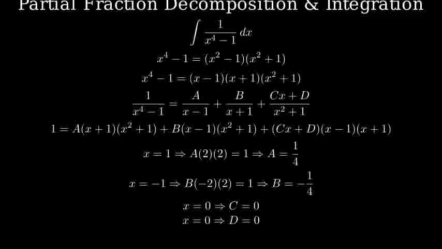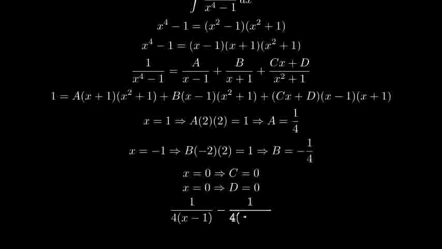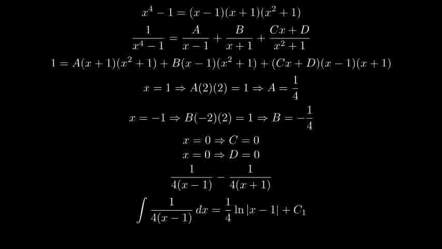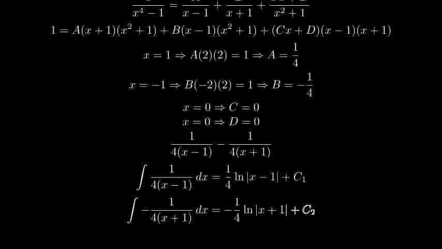Now that we've solved for A, B, C, and D, our partial fraction decomposition looks like this: 1/4 over x minus 1 minus 1/4 over x plus 1. The integral of this decomposition can be evaluated as follows. Let's find the integral of each term separately. The integral of 1/4 over x minus 1 is 1/4 natural log absolute value of x minus 1. And for the second term, it is minus 1/4 natural log absolute value of x plus 1.